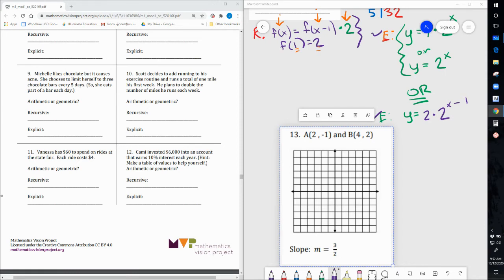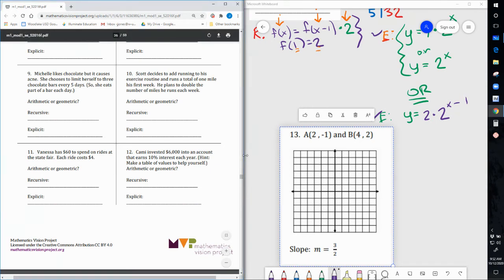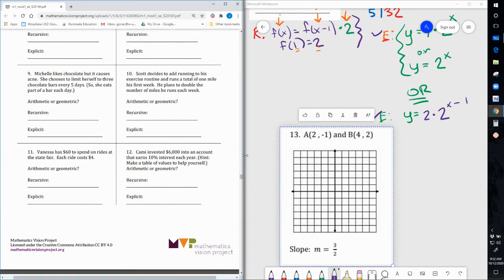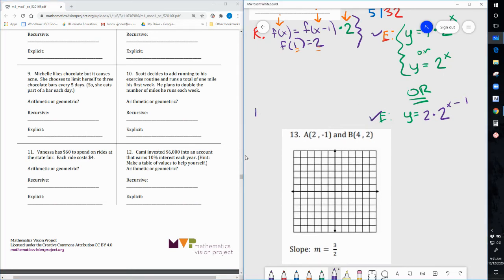And that 10% interest each year means that you're going to earn more money. So if you put money in the bank, if you look at number 12, you invest $6,000 into your account that earns 10% interest. That means you're going to gain money in the bank. So it's going to be geometric. You can't write on here, but it is geometric. And the common ratio is 1.1.